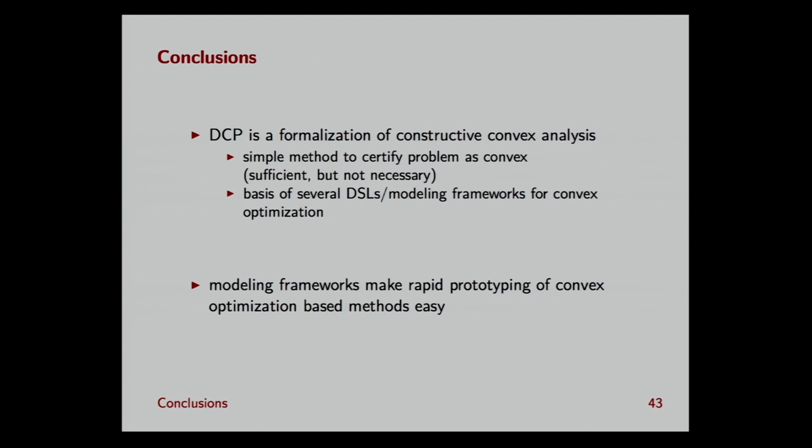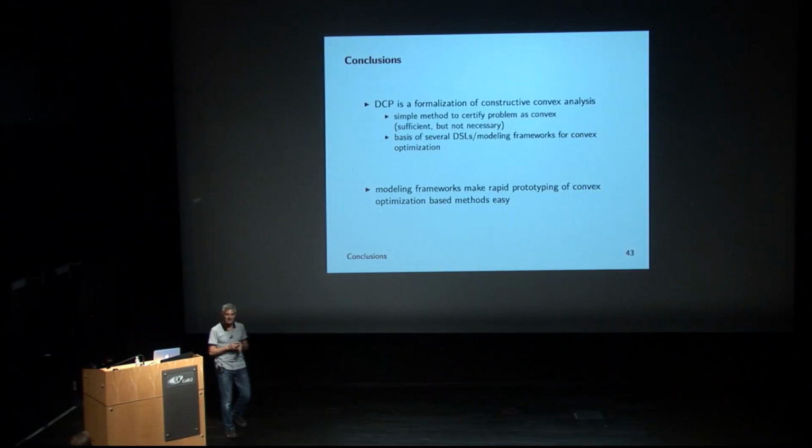You can imagine amateur implementations where it says, if you see max, do this. If you see log-sum-exp, do that. Things like that will never work. Things that are written in 50 lines and are based on high-level abstractions, those work. So this is a simple method to certify a problem as convex, which is cool. It's sufficient but not necessary. And it's the basis of several DSLs and modeling frameworks.